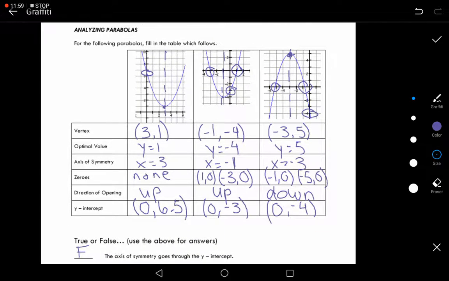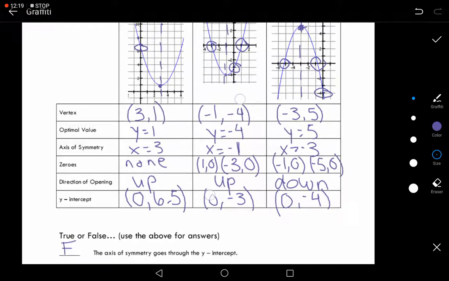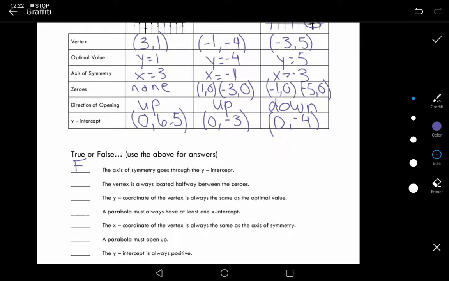Next question says the vertex is always located halfway between the zeros. So let's look at this one. Remember, our zeros are where we cross that x-axis. So if we count over to the middle from this one, we go 1, 2, and we're at the middle. From this side, 1, 2, and we're at the middle. Okay, so it's true for that one. Let's double check this one here. 1, 2, middle, 1, 2, middle. So that is true. The vertex is always halfway between those zeros.